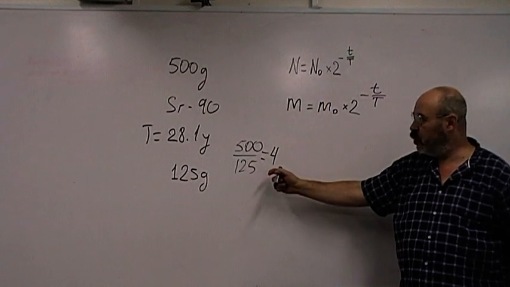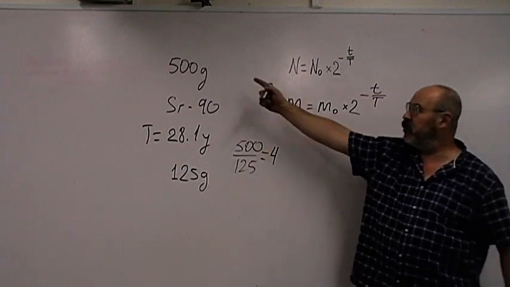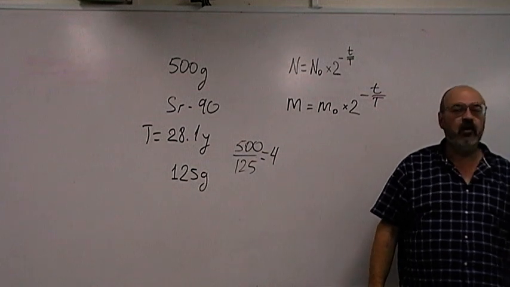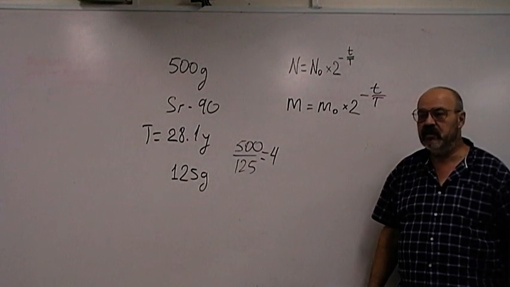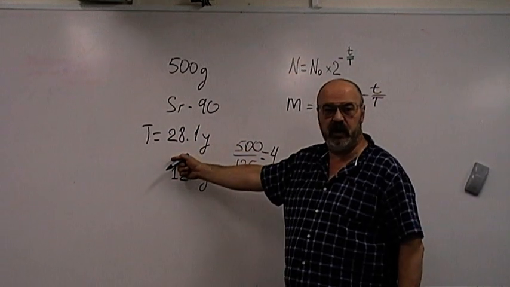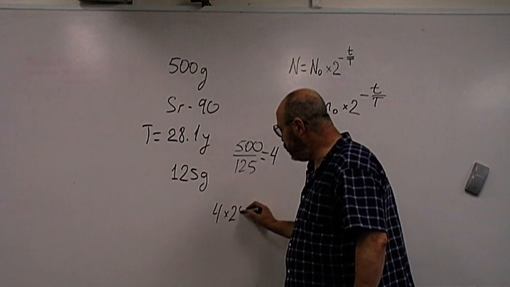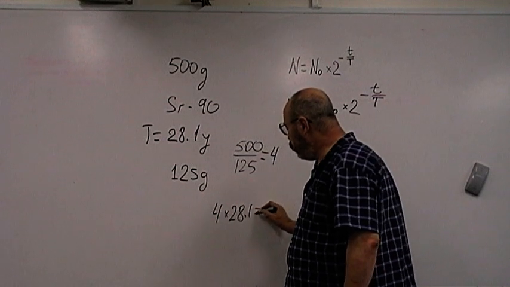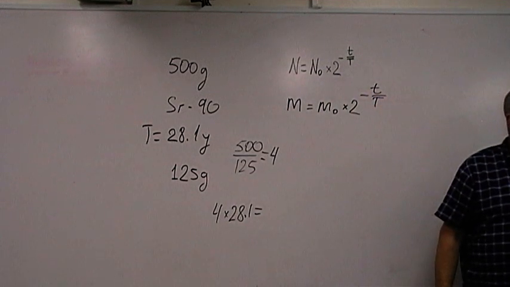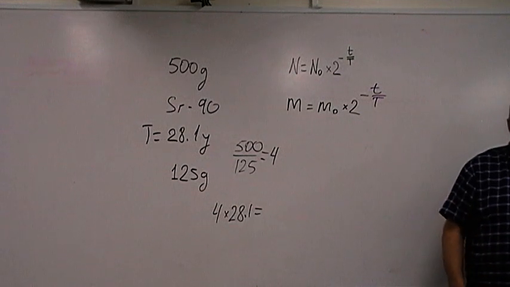We are finding 500 divided by 125. We started with 500 and end up with 125. So how many half-lives? If one half-life is 28.1, then 4 half-lives is 4 times 28.1. Doesn't it go from 500 to 250 and then 125? Yes, so it's not 4 half-lives.